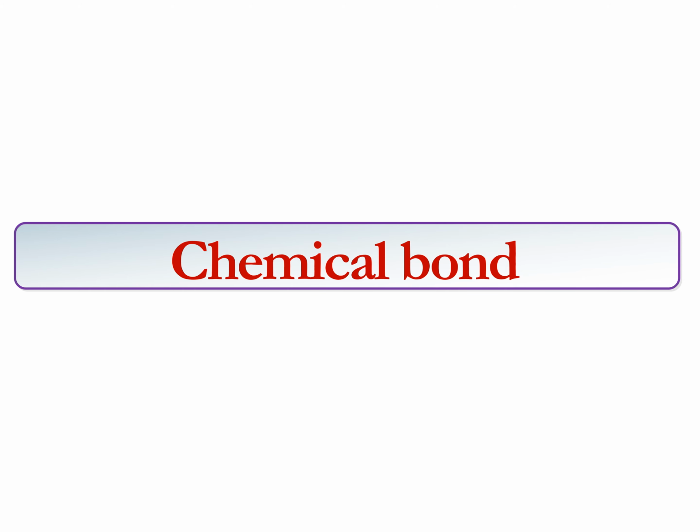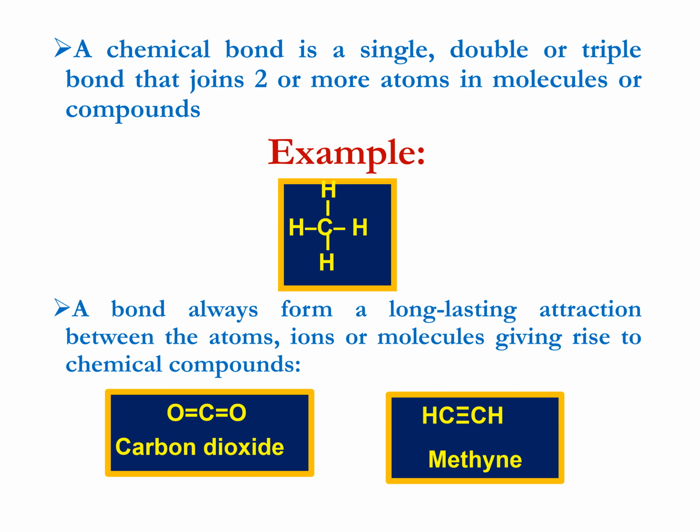Now we look at chemical bonds. What is a chemical bond? A chemical bond is a single, double, or triple bond that joins two or more atoms in molecules or compounds. This means that a chemical bond can be a single bond, a double bond, or a triple bond.